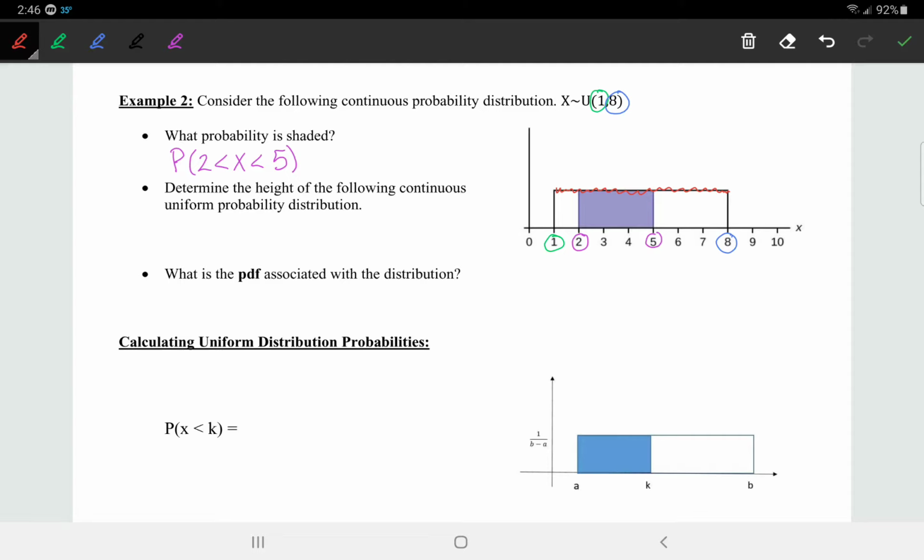So let's do it both ways. We know that the entire rectangle, as it's given, starts at 1 and ends at 8. So the base in this case is 8 minus 1, which is equal to 7. Now the area is equal to base times height. It is a probability distribution, so we want the area to be equal to 1. We know the base is 7, so let's solve for the height. We can do that just by dividing by 7, so this height must be 1/7.